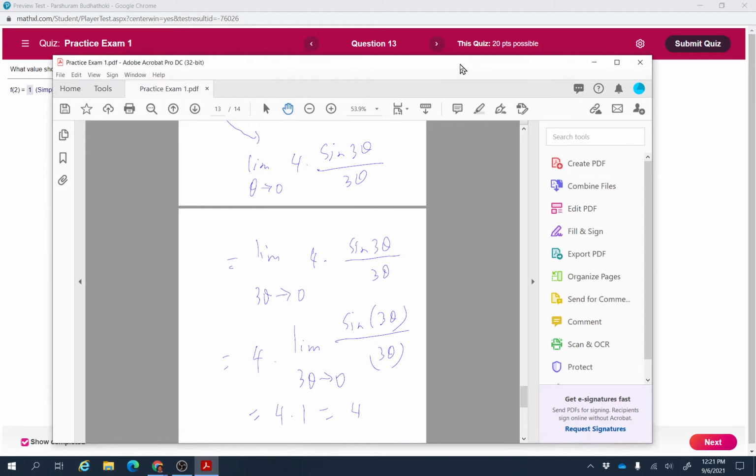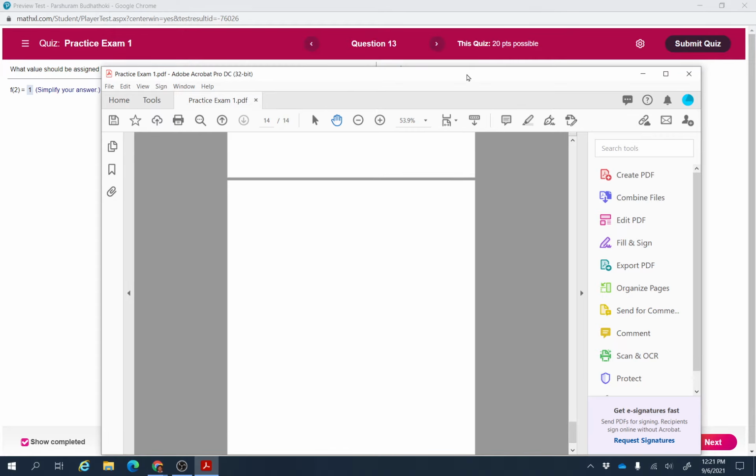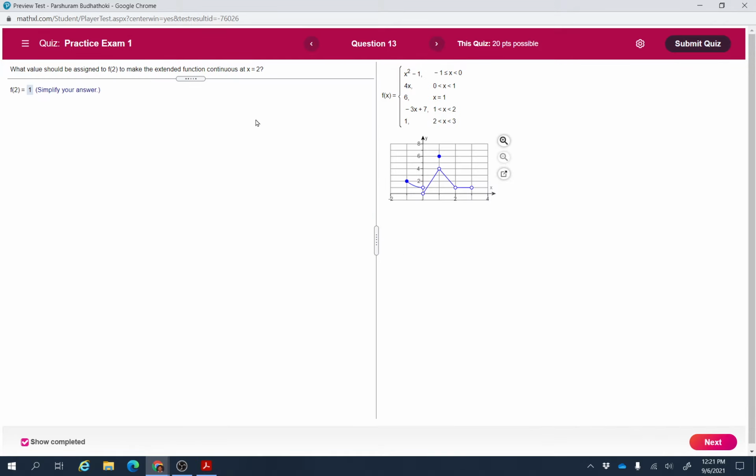If you remember, to be a continuous function, these are the three things you need to satisfy. This is problem 13. A function f of x is said to be continuous at x equal to a if the limit of the function as x approaches a is equal to the value of the function at a, and the limit should be equal. We use this definition to find the answer. The limit of the function at 2 is 1, and the value of the function at 2 should also be 1 to be continuous.